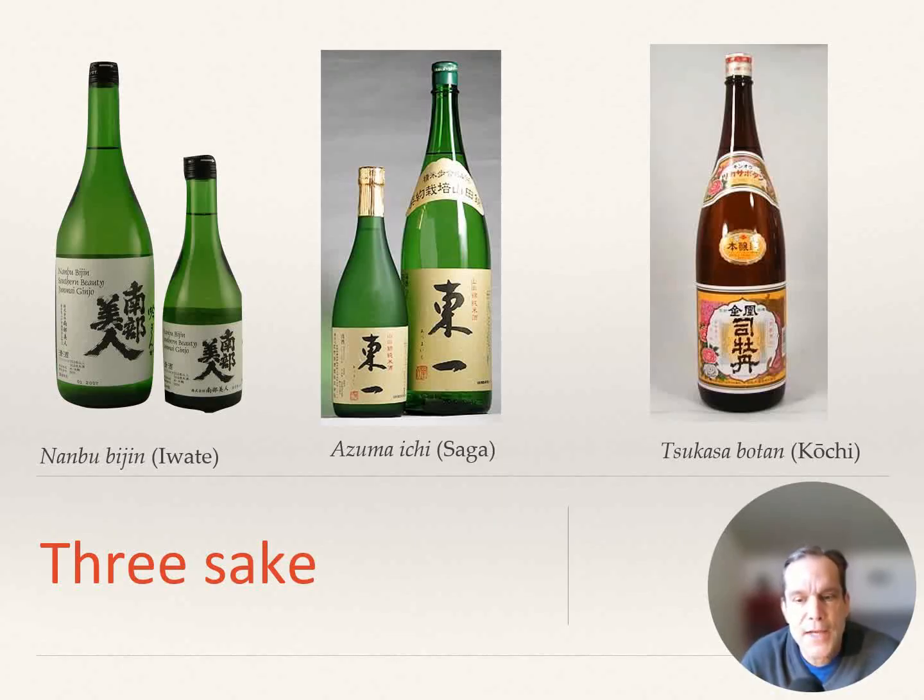And then in Kochi, in Shikoku, is Tsukasa Botan, which is dry like a sake from Niigata, but it's very drinkable. So I like all kinds of sake, or used to when I was drinking it. Here are three of my favorites. I don't drink so much sake anymore.